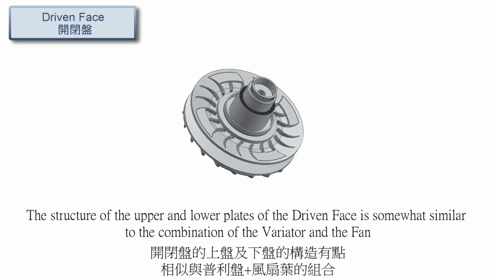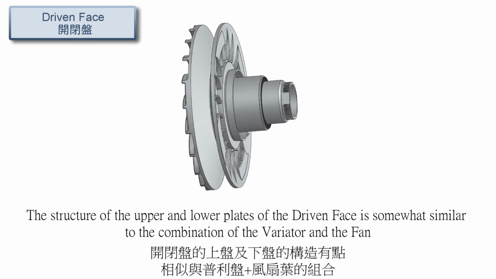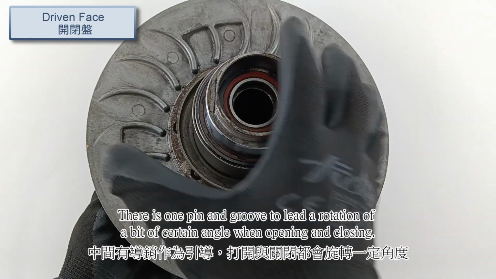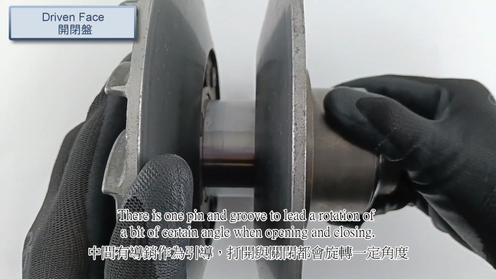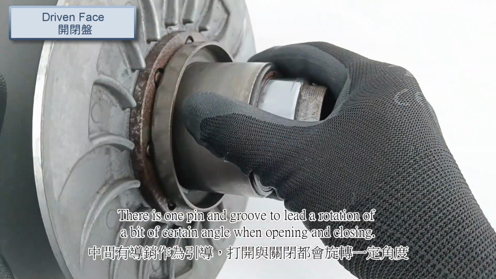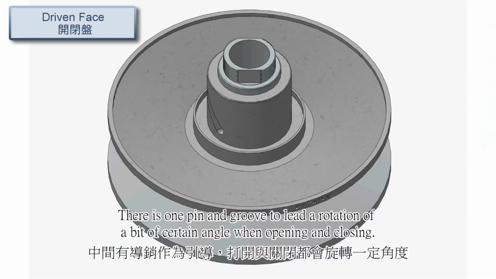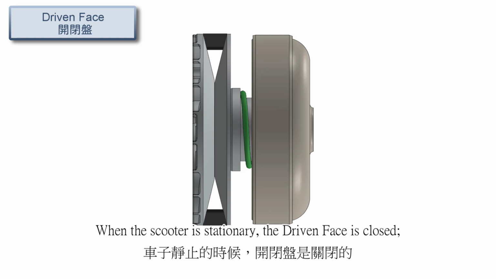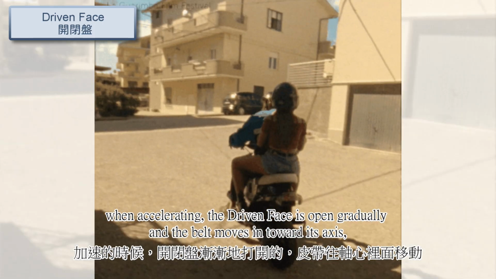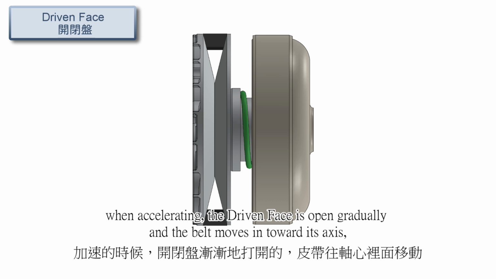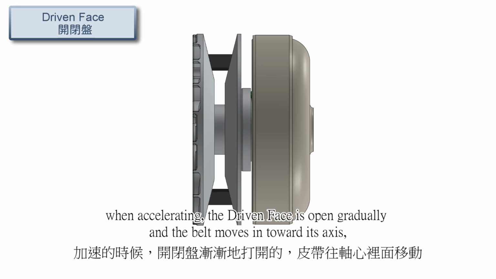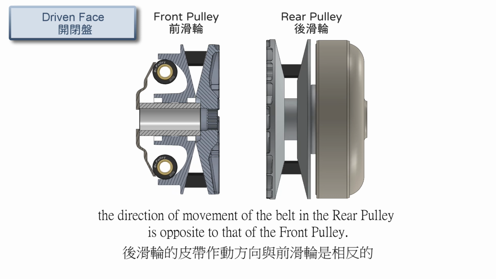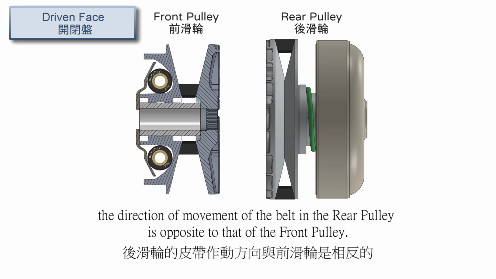The structure of the upper and lower plates of the driven face is somewhat similar to the combination of the variator and the fan. There is one pin and groove to lead a rotation of a certain angle when opening and closing. When the scooter is stationary, the driven face is closed. When accelerating, the driven face opens gradually and the belt moves in toward its axis. The direction of movement of the belt in the rear pulley is opposite to that of the front pulley.